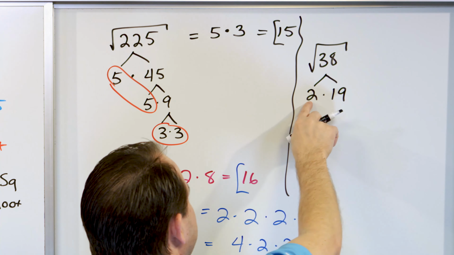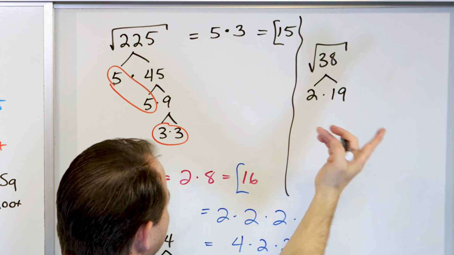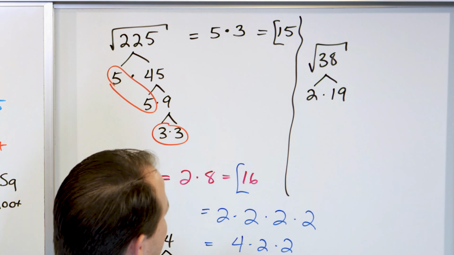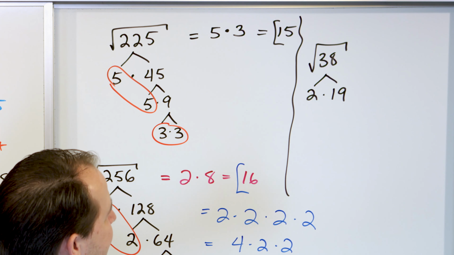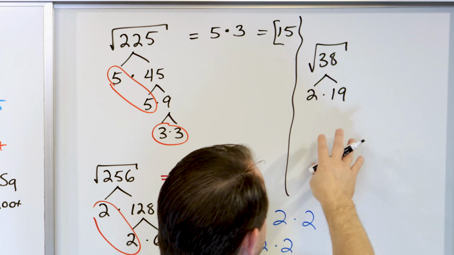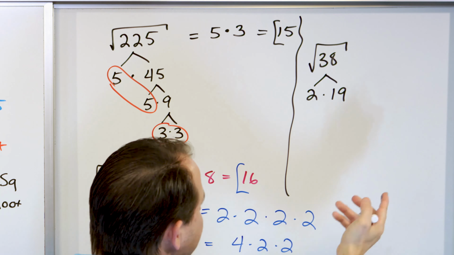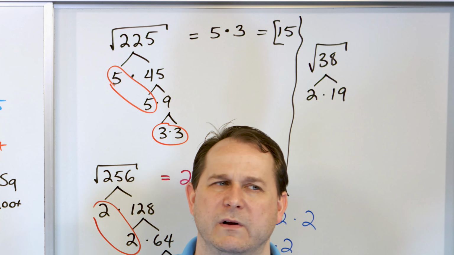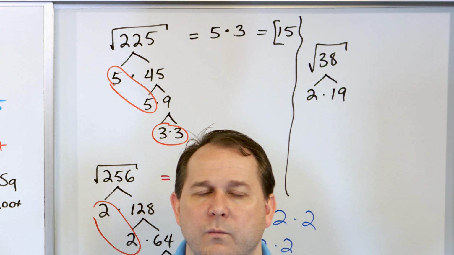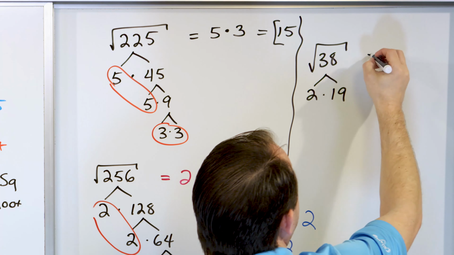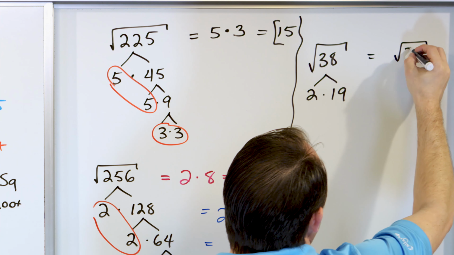And I can't really keep going with the tree here because all I have is 1 times 2. And honestly, I can't even continue on with the tree here because 19 is only 1 times 19. That's the only thing that would work. So actually the tree is complete. I can't go any farther, but I don't have any pairs. So a lot of students will sit there and say, well, what do I do? There's no pair. Well, if there's no pair, then there's nothing to pull out. And so the answer is you just have to write it as the square root of 38.